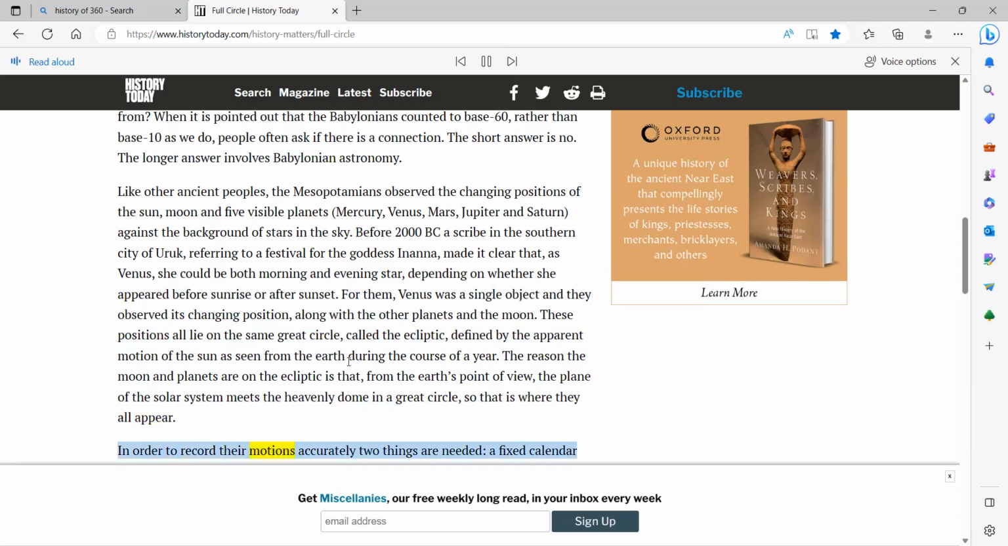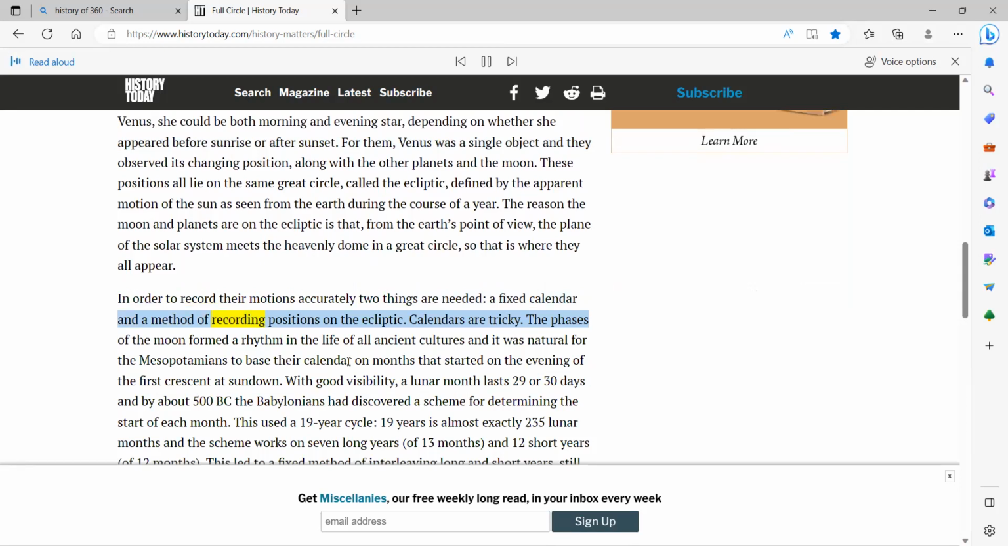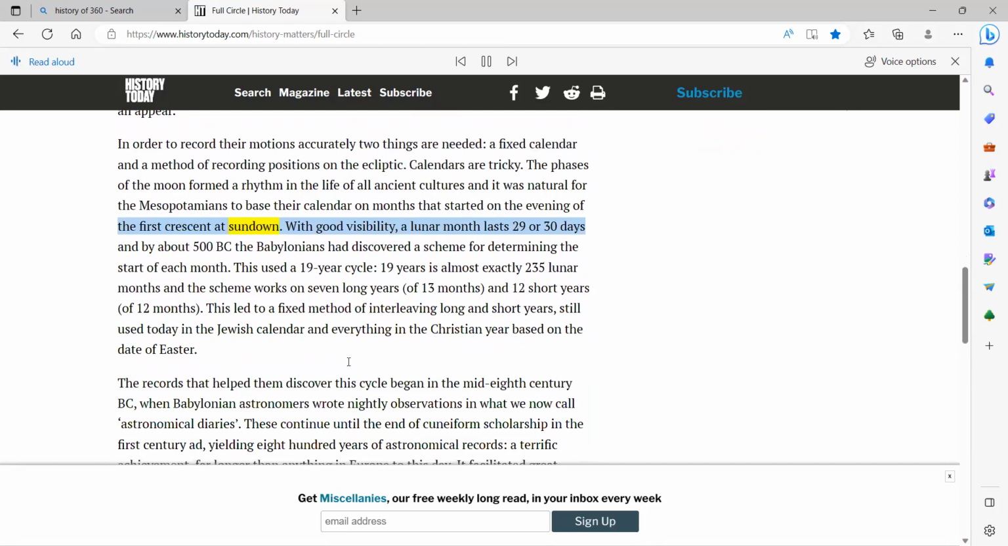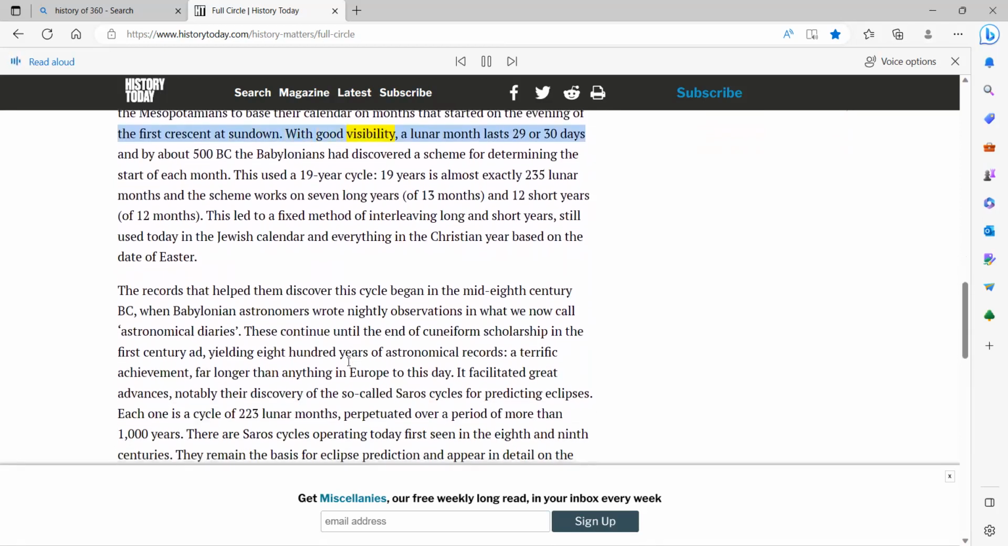In order to record their motions accurately, 2 things are needed: a fixed calendar and a method of recording positions on the ecliptic. Calendars are tricky. The phases of the moon formed a rhythm in the life of all ancient cultures, and it was natural for the Mesopotamians to base their calendar on months that started on the evening of the first crescent at sundown. With good visibility, a lunar month lasts 29 or 30 days, and by about 500 BC, the Babylonians had discovered a scheme for determining the start of each month.